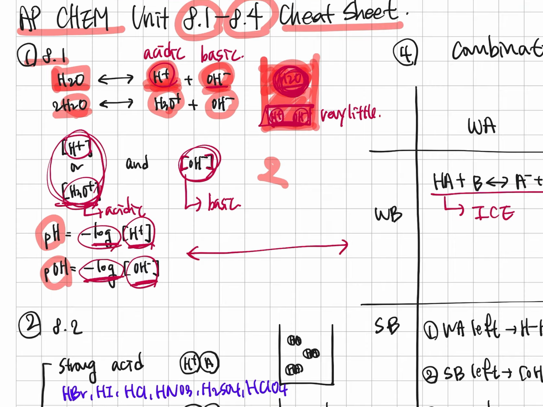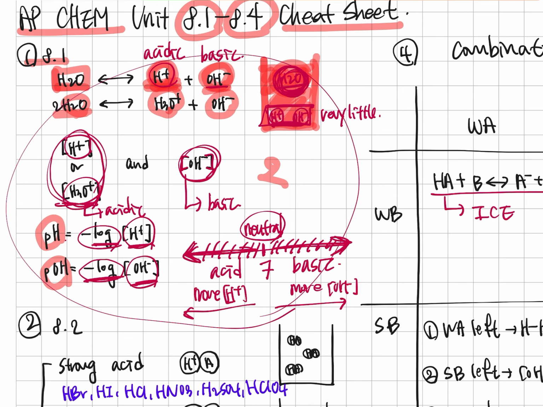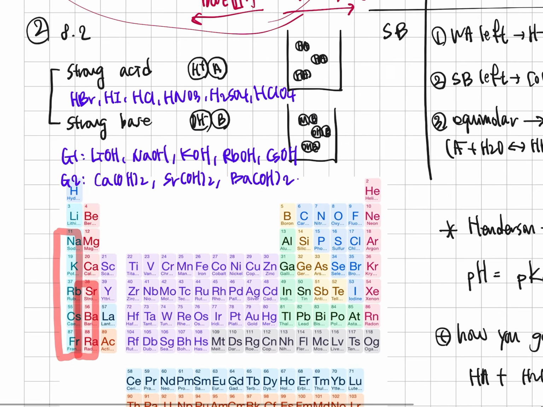If we have a scale, 7 is where the pH is called neutral. If it is lower than 7, it is called acidic, and if it's bigger than 7, it's called basic. So the more acidic something becomes, the more H plus ion there is going to be, and the more basic something becomes, the more OH minus ion there is going to be. And this is the concept of pH and pOH. Now that you have that, we can move on to the second topic.